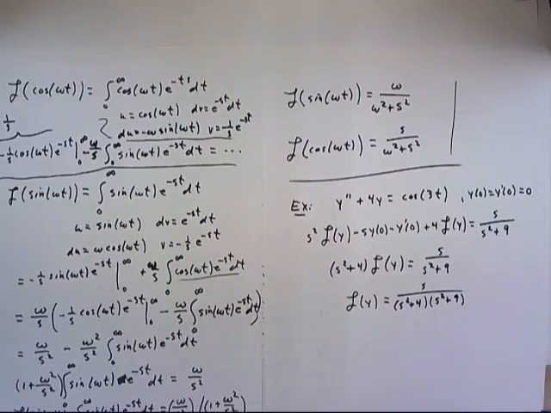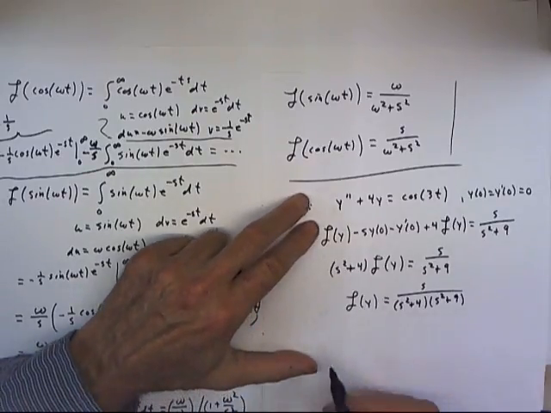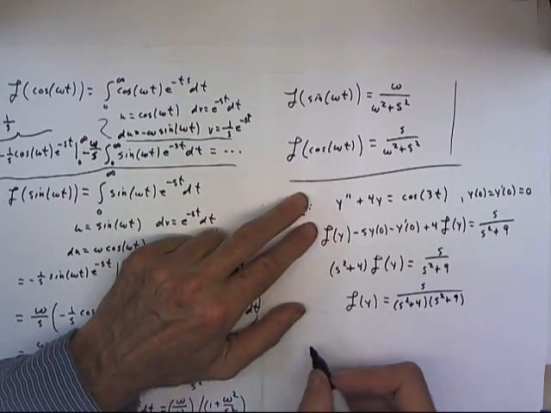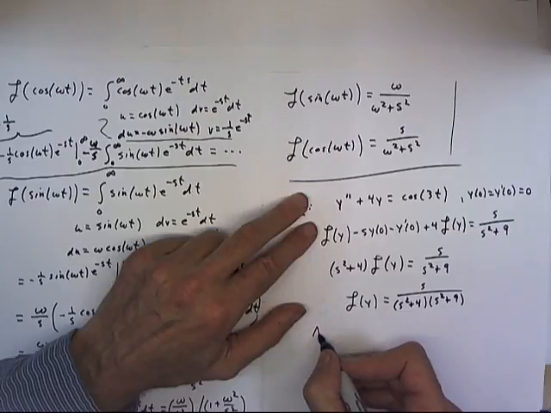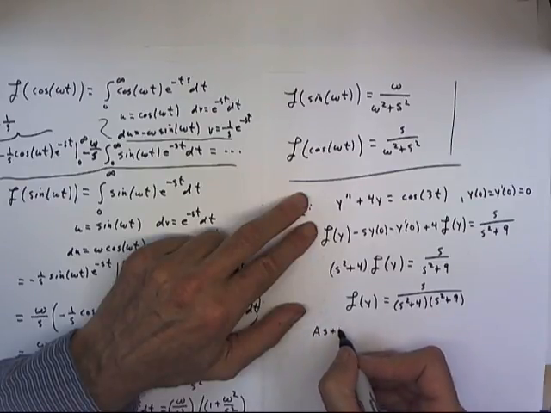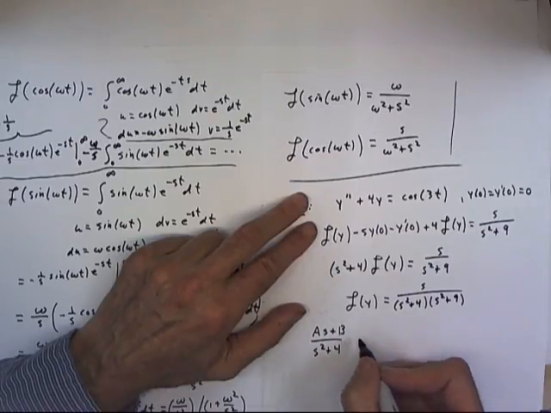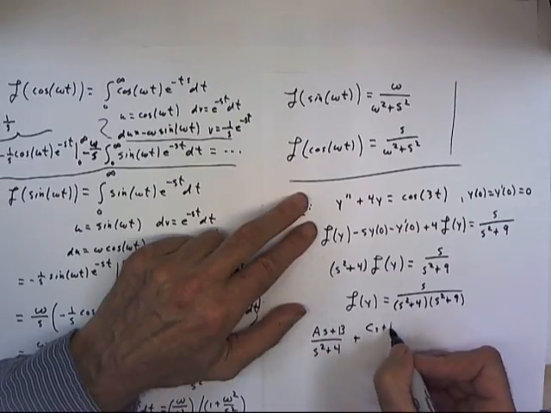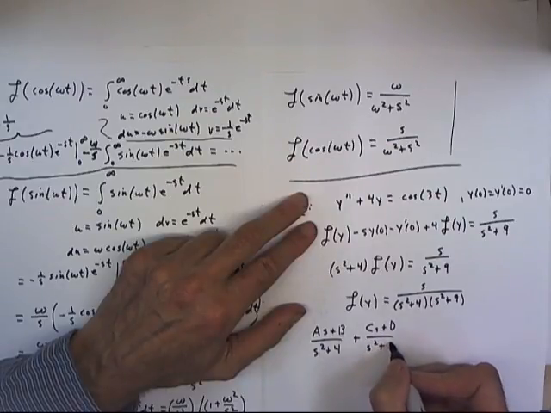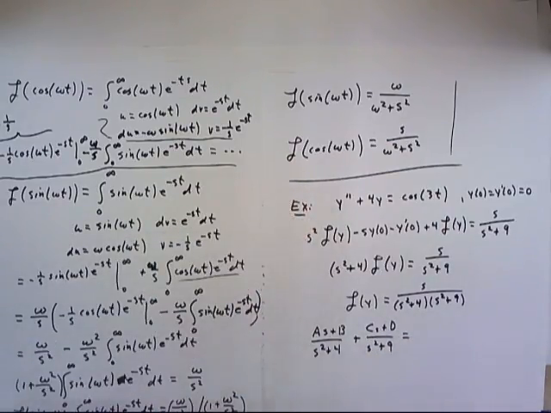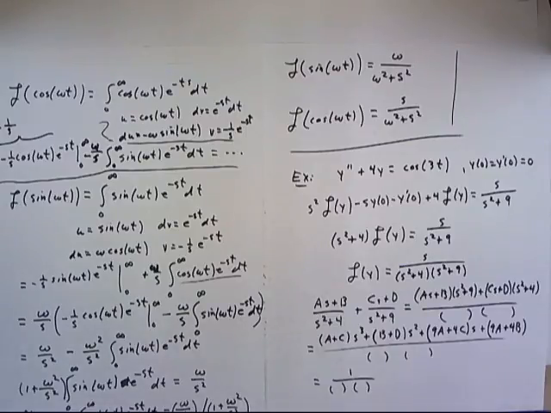So let's work out the partial fractions and see how that goes. The partial fraction decomposition would be as plus b over s squared plus 4 plus cs plus d over s squared plus 9. And I'm going to write the details off camera, and we'll come back in a second. Okay, the details are very straightforward. Hopefully I wrote them down correctly.